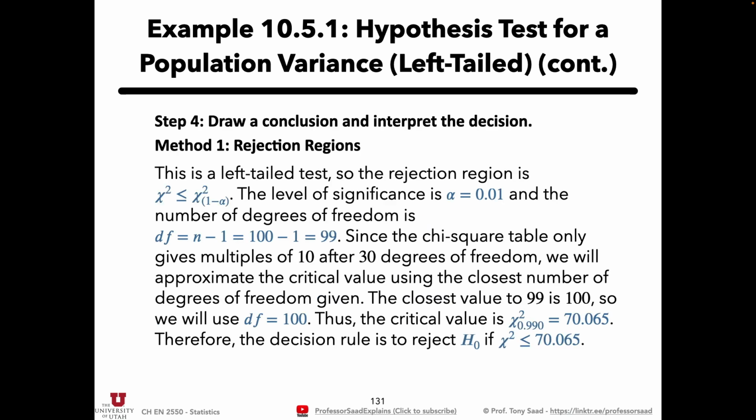Next, we draw a conclusion. We'll start with a rejection region. And so this is a left tail test because we have a less than 0.0009 for the variance. Degrees of freedom is 99. We don't care if the distribution is normal or not. We have a large enough sample.